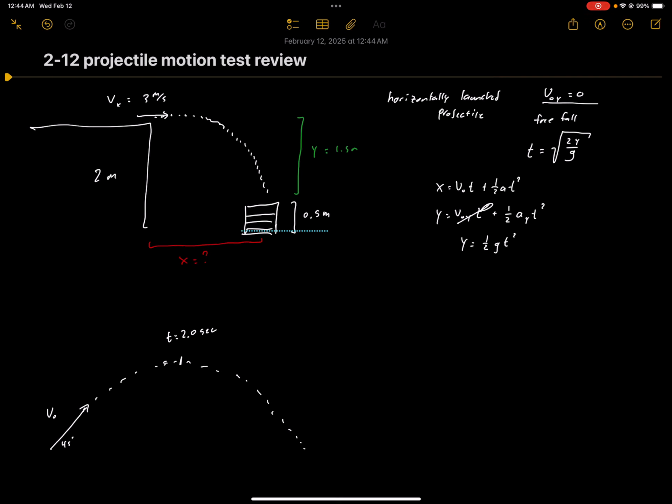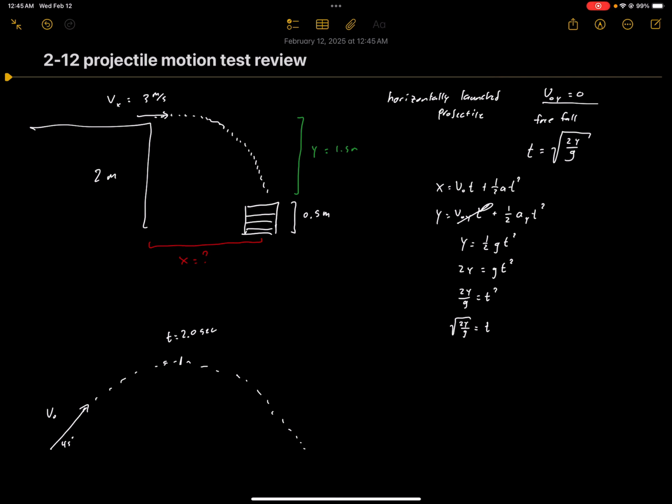If you want to do the algebra to solve for t, we'll just go over it to be thorough. So I multiply both sides by 2, and then I divide both sides by g. So then I have 2y over g equals t squared. And then finally, I take the square root of both sides. So the square root of 2y over g is equal to t. That's where the free fall equation comes from.